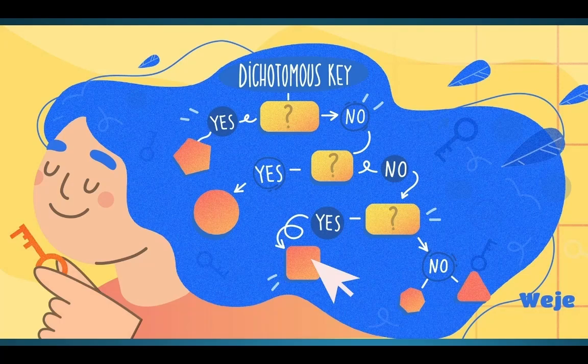Today we are going to learn about dichotomous keys. A dichotomous key is basically a series of simple choices. At each step, you choose between two contrasting features until you reach the correct organism.